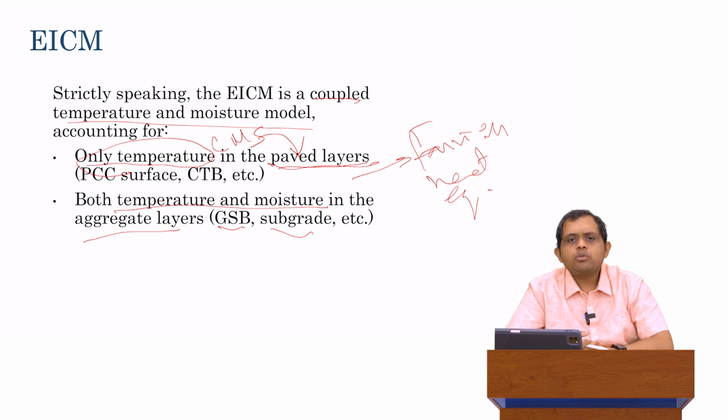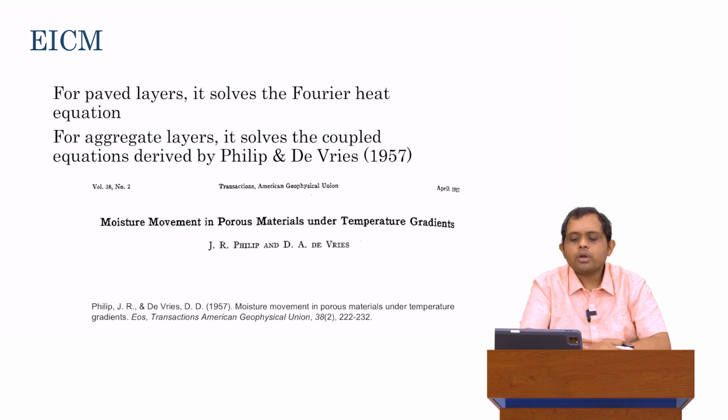What about this? How do we model both moisture and temperature? And they're coupled between the two. So as you have temperature changes, you also change the properties of moisture, and that changes how moisture is moving, and vice versa. For the paved layers, we're basically solving the Fourier heat equation. We already saw everything about that. For aggregate layers, however, it's a bit more complicated.